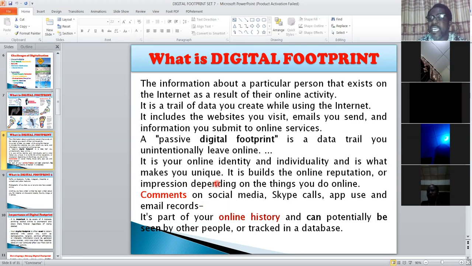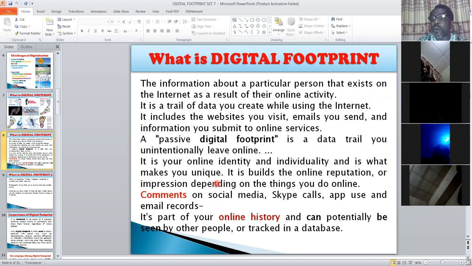Now, let me tell you something. If you go to the embassy today, they don't interview anybody again. What they do is to get your digital footprint. When you get to the embassy, they collect your name. While you are still there, they have checked everything about you, everything you ever typed.